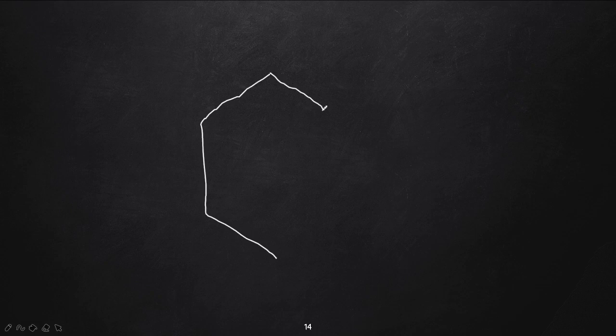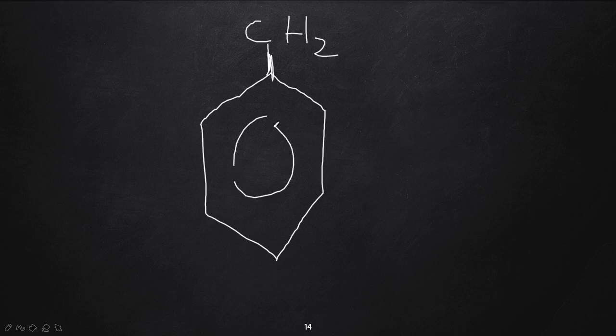Now, what is benzyl halide? Benzyl halide is when this bond has been replaced with a CH2. The hydrogen has been replaced with a CH2 group, and this is benzyl halide. So let's just draw a circle to show that it's in resonance.